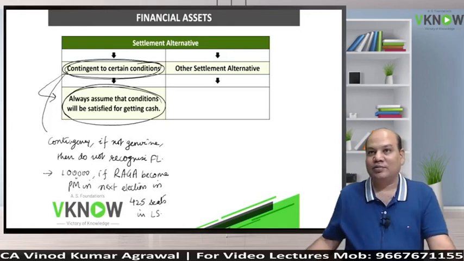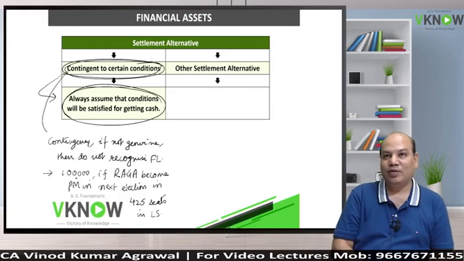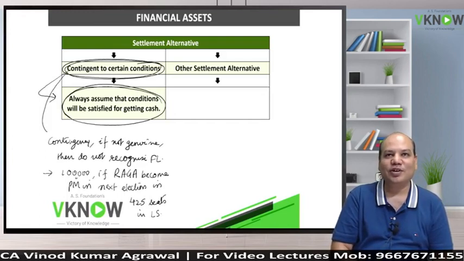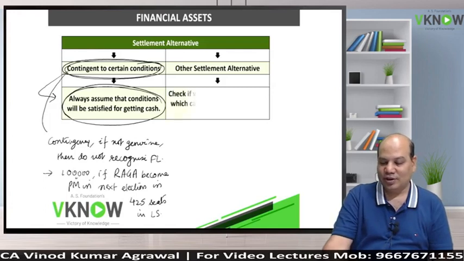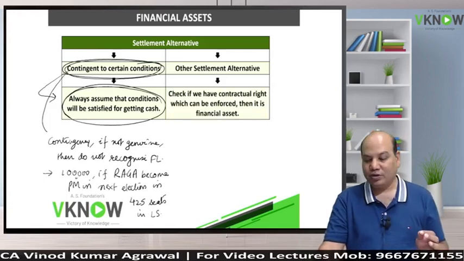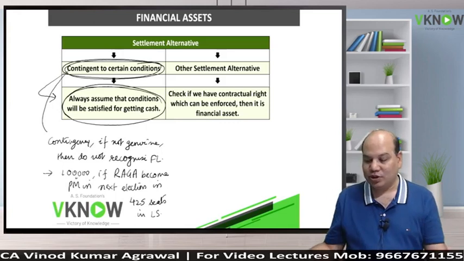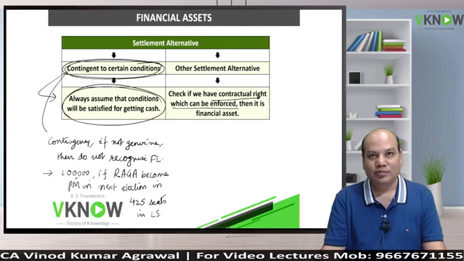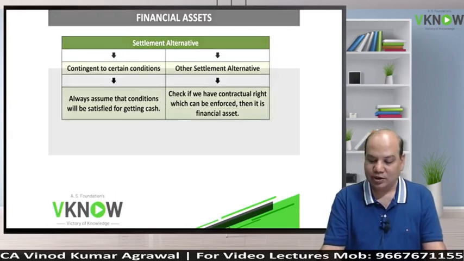And you put a condition that I'll pay you 1 lakh if Raga becomes PM with 425 seats in Lok Sabha. Don't recognize financial liability. This contingency is fake, is not real, is not genuine. But EPS can be 20 rupees, so one has to also check that. Other settlement alternative we have seen: once we have issued an instrument, check, do we have a contractual right which can be enforced? If the answer is yes, then it is a financial asset.